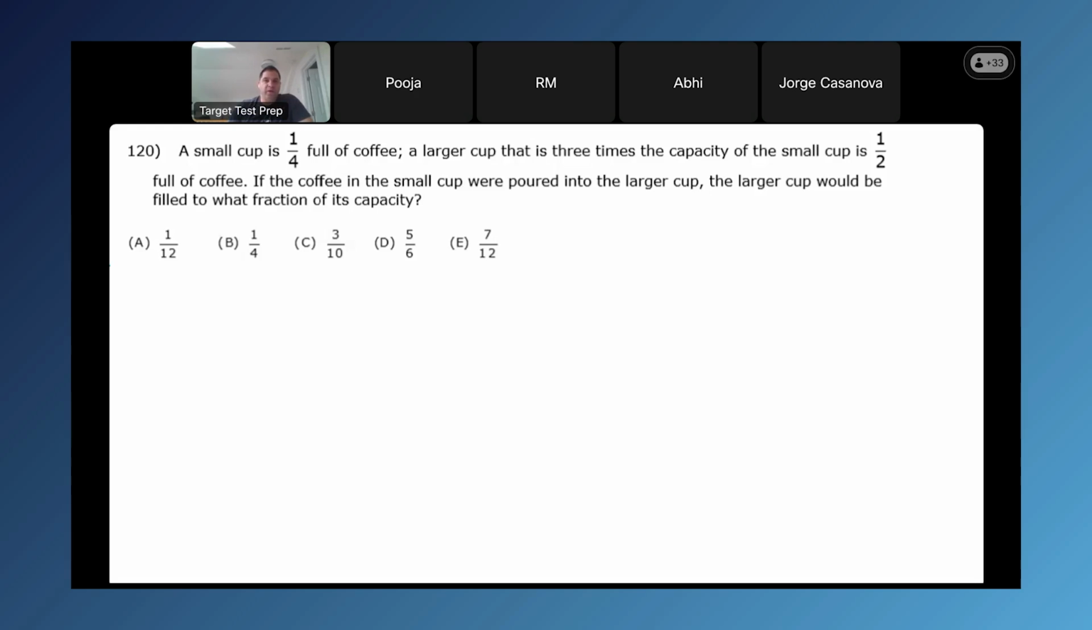What you can do here, the larger cup is 3 times the capacity of the smaller cup. So because we know that large is 3 times small, we can use a strategic variable, knowing that one is 1/4 full, knowing that one is 1/2. So a nice clean way to deal with this is to say maybe the large is 12 and the small is 4, for example, right? And that checks out given this here.